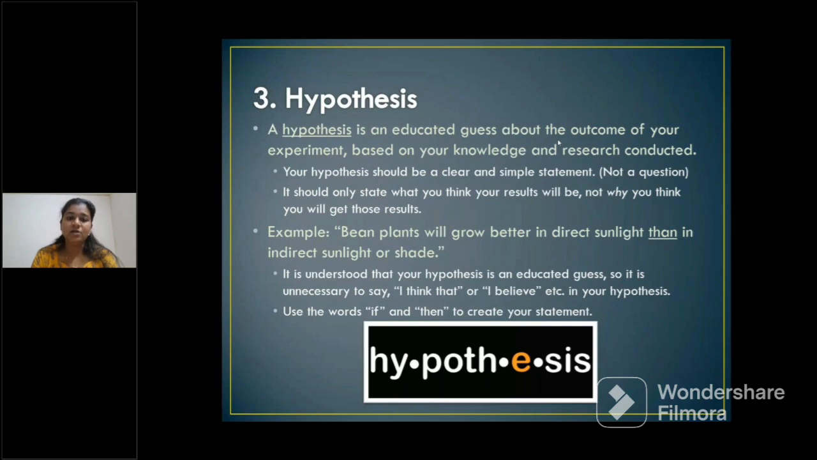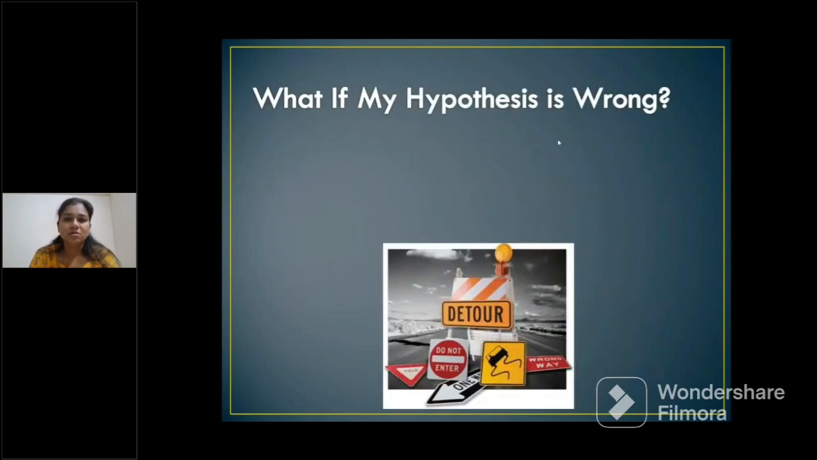It is understood that your hypothesis is an educated or a logical guess. So you cannot say I think that or I believe that. You are not permitted to start your hypothesis with these words. It is just going to be a plain statement. You can use words like if, then. It has to be as short as possible just to avoid complexity.